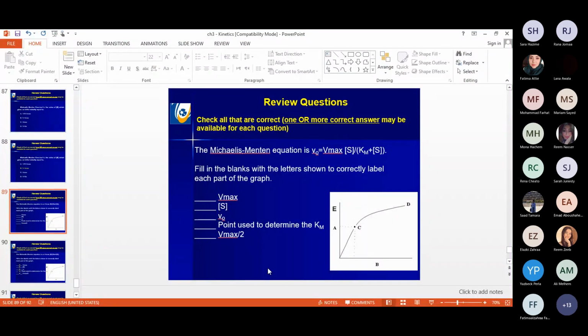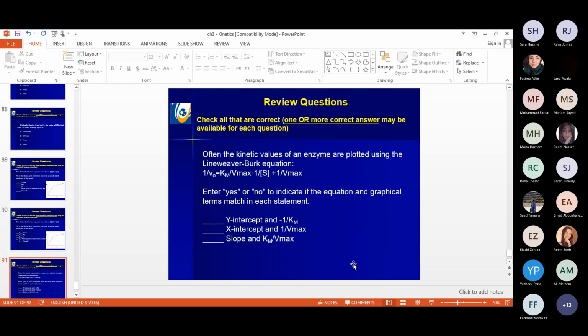Yes, and the point used to determine the Km is C, and the Vmax over 2 is A. So D is Vmax, so you are drawing E as function of P and V0 as function of S. D is the value that represents maximum velocity. A is Vmax over 2, and C is the value that will help you to determine the value of Km. Yes.